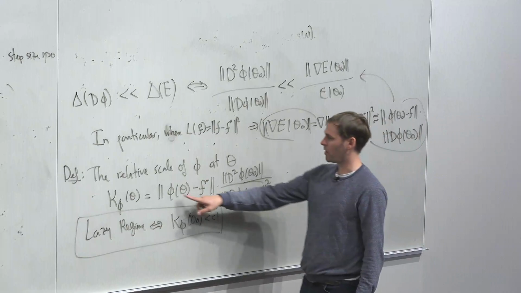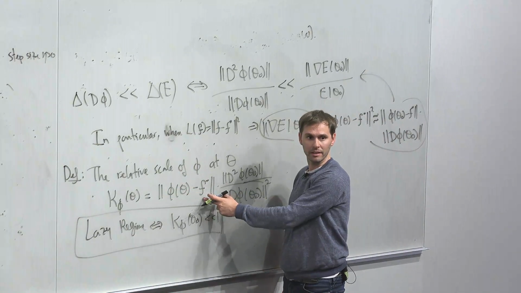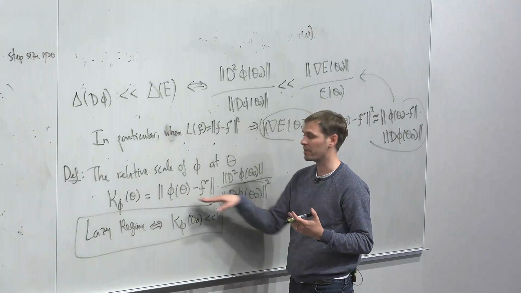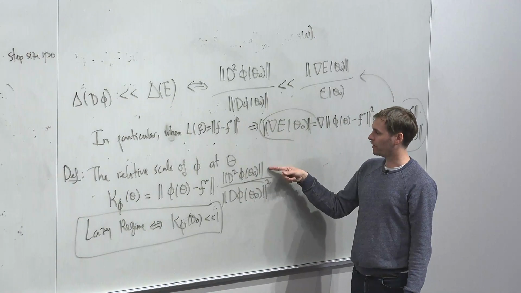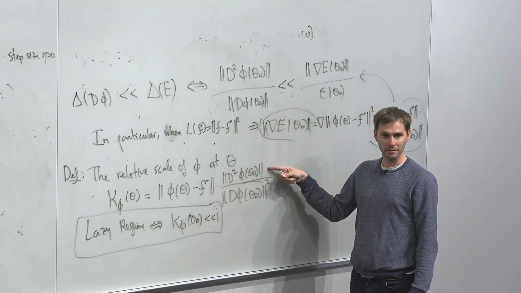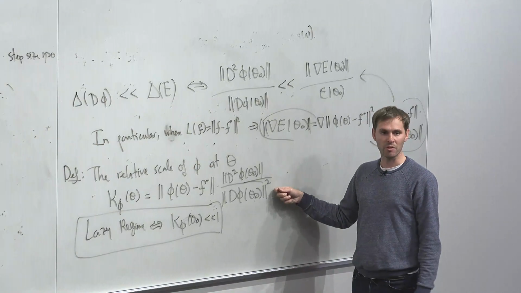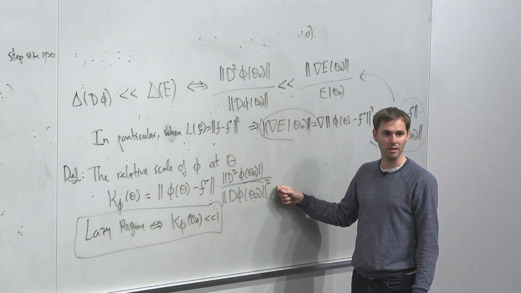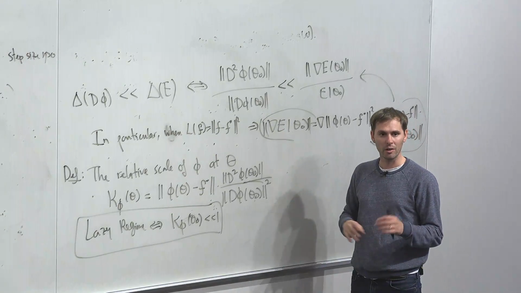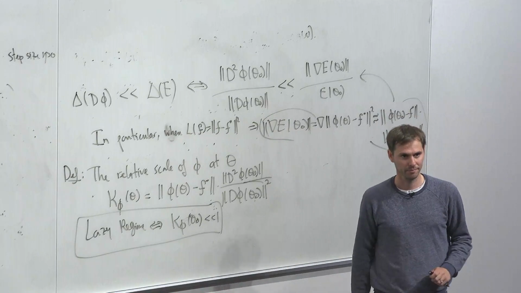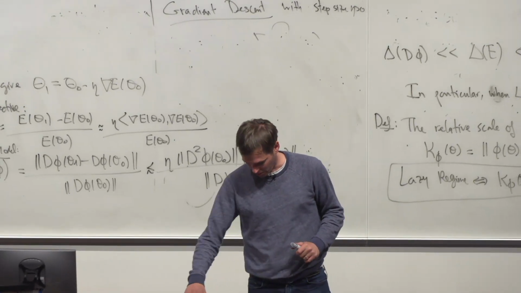So this relative scale contains 3 terms. What is the error of the model, the distance of the model to the target at time 0? So basically, this is the error at time 0, right? And then, what is the ratio between the norm of the Hessian, which is a kind of curvature of the model, divided by the squared norm of the Jacobian. So it's the norm of the second derivative divided by the square of the norm of the first derivative.